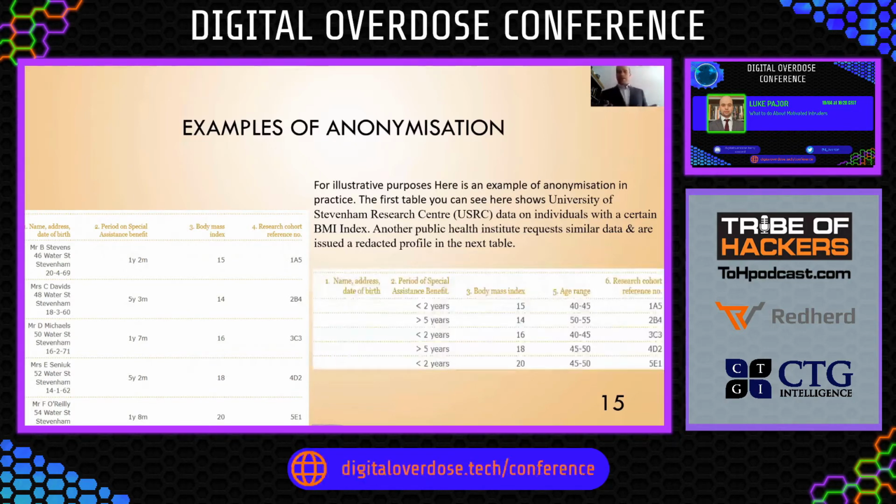Now, let's say, as an example, a hospital or another research institution wishes to conduct a study on people with a certain BMI and if they've received benefits or not. This is what the USRC will give them if they conduct a proper anonymization process. As you can see, name, address, and date of birth have been removed. The period of assistance benefits has been widened, the band, so less than 2 years, greater than 5 years. But all the necessary data, such as the BMI, age range, and research cohort numbers, is still there for the institution to do a proper study.